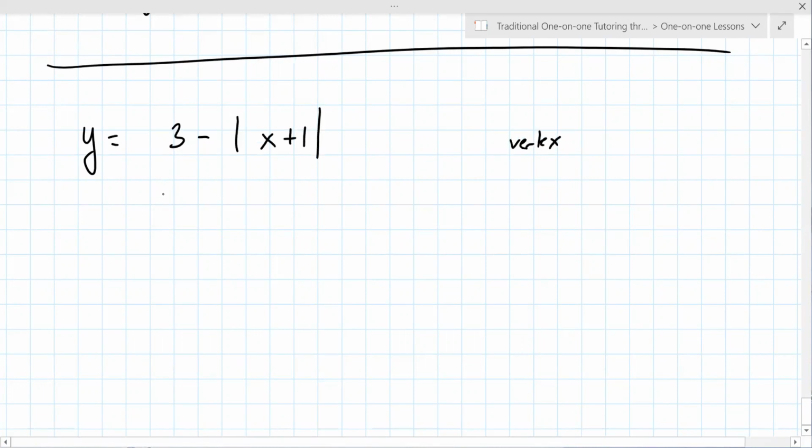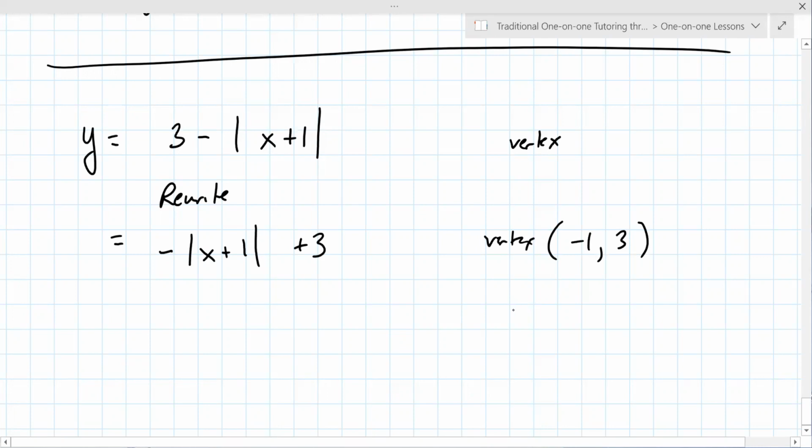So before we do a vertex, we need to do what I call a rewrite step because it's scrambled. y equals negative absolute value of x plus 1, plus 3. Yes. And the vertex is -1 and +3. And does it open up or down? It is going down. Good. Okay, I think I got that down.